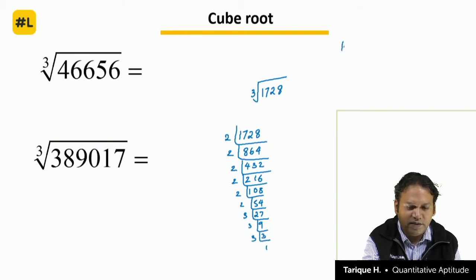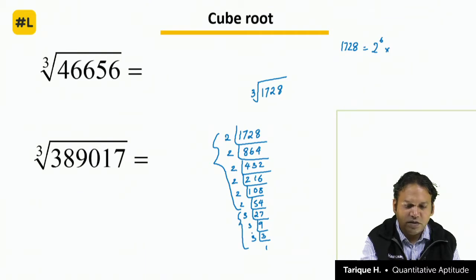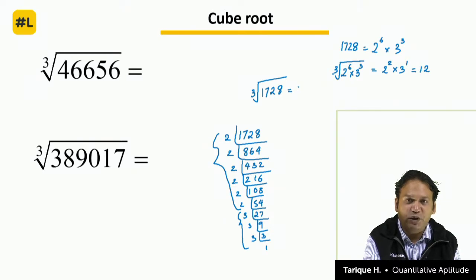So we say 1728 is equal to, now count how many 2's are there from here to here. So we have 6 2's, and how many 3's are there? 3 3's. So cube root of 1728 means cube root of 2 power 6 and 3 power 3. Dividing the powers by 3, we get 2 power 2, 3 power 1, 4 into 3, the answer is 12. So what is the cube root of 1728?